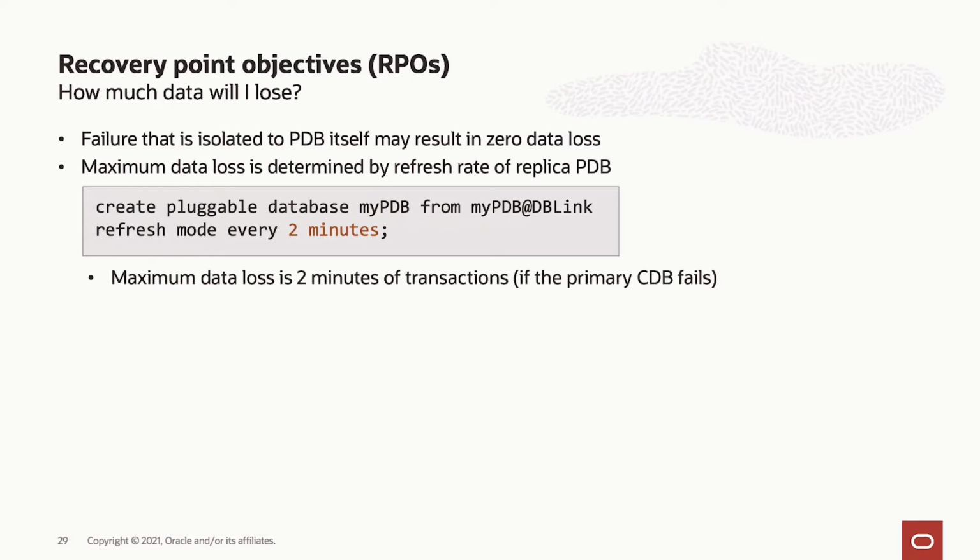The worst case is a total failure of the source CDB or its host server. In this case, the online redo logs, and potentially even the archive logs on that server, are inaccessible. With the basic refreshable PDB capability that I've described so far, there is in this and similar situations the possibility that all transactions that happened on the source since the last refresh will be lost. For example, if the refreshable PDB had been created with this statement, create pluggable database myPDB from myPDB at dblink, refresh mode every 2 minutes, the maximum data loss is 2 minutes of transactions. This assumes that the refreshes had been able to keep up with the rate of generation of redo from the source.